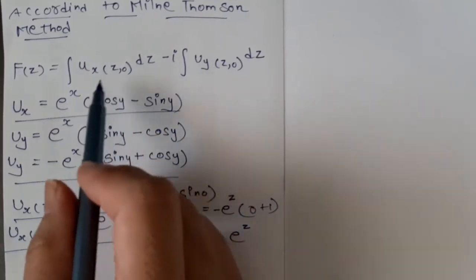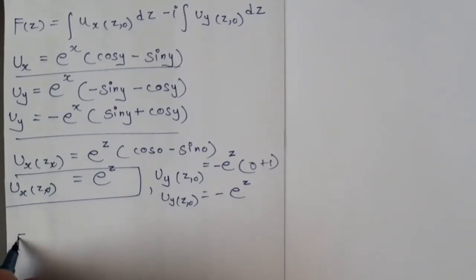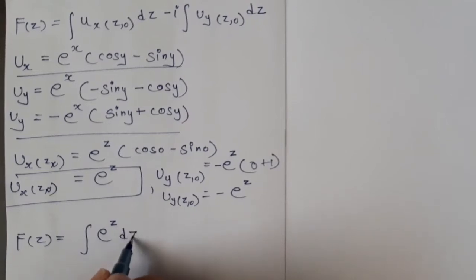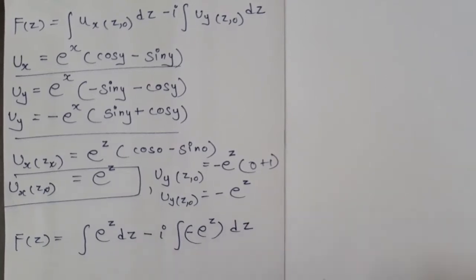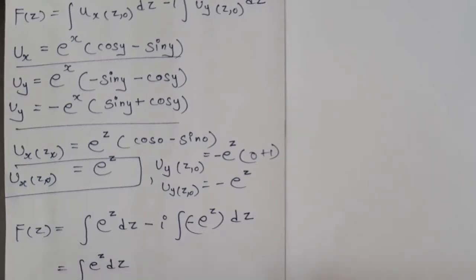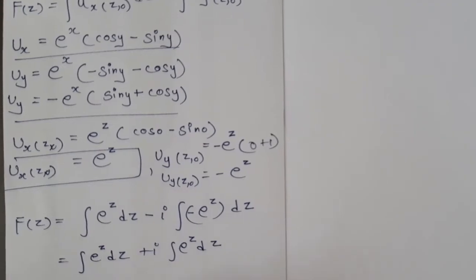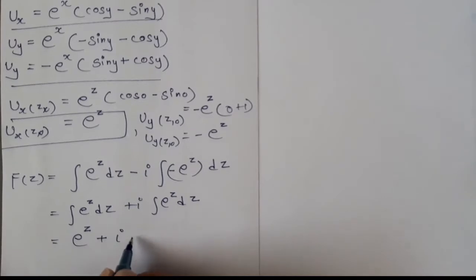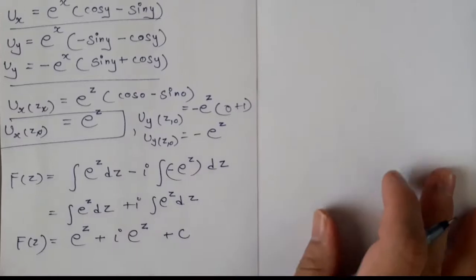Okay, so now we will put the value of u of x at z, 0 and u of y at z, 0. So this capital F of z is equal to the integration of e raised to z dz minus i into the integration of minus e raised to z dz. So this minus and this minus become addition, so it will be e raised to z dz plus i into the integration of e raised to z dz. So this is e raised to z plus i into e raised to z plus c. This is capital F of z.